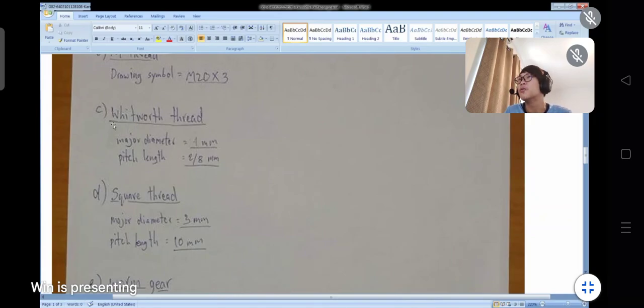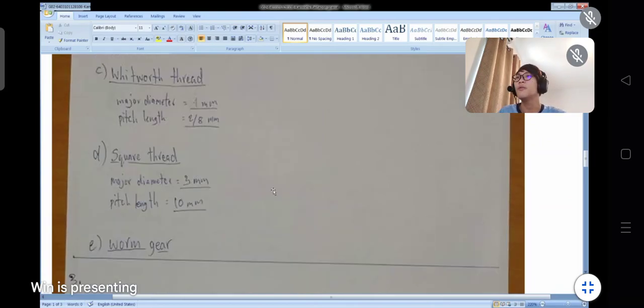So it shows a Whitworth thread, so I wrote down Whitworth, and it shows a drawing symbol, but it asks us what is its major diameter and what is its pitch. So I answered that because it was W, which stands for Whitworth, W 1 times 2 over 8. So the first one is major diameter, and the second one that comes after the times is the pitch, 2 over 8.